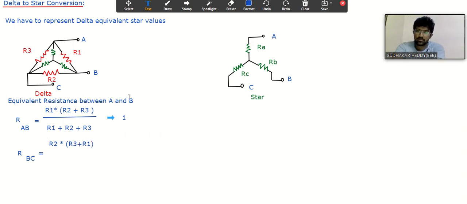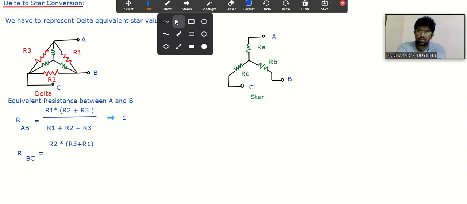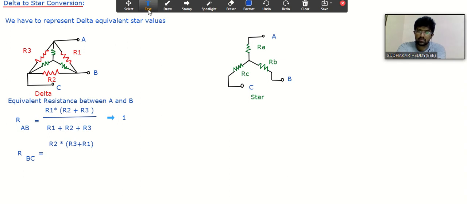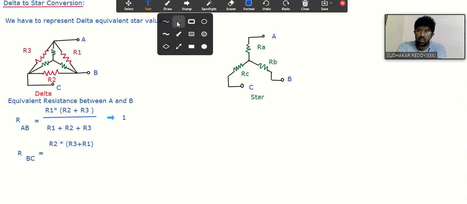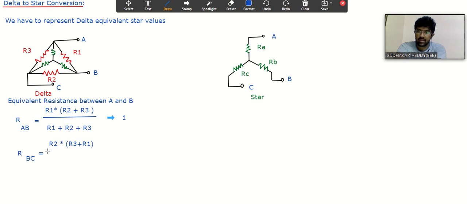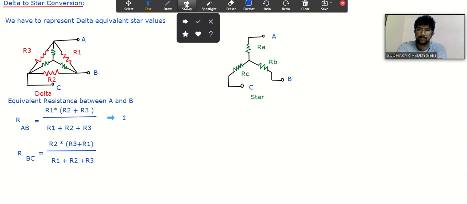So divided by R2 plus R3 plus R1, right? So instead of writing like that, I can write R1 plus R2 plus R3. Is there any difficulty? I consider this equation as number 2.